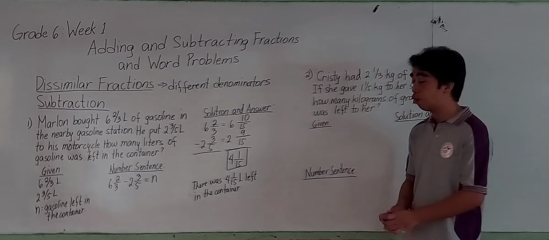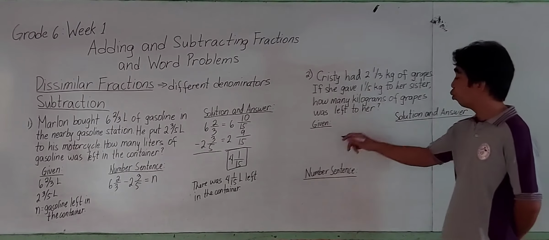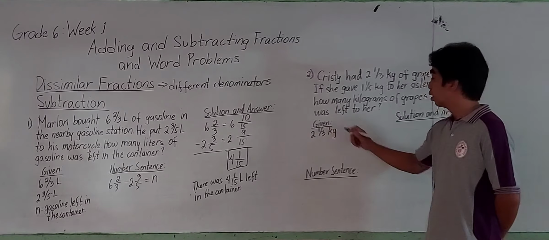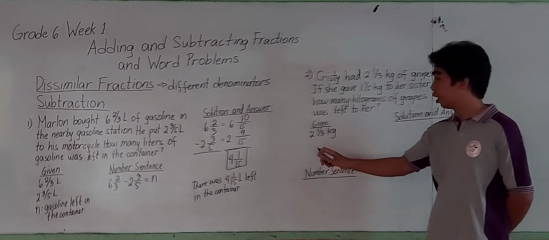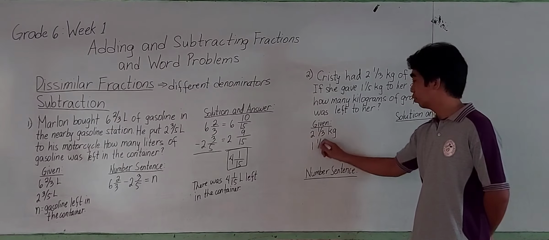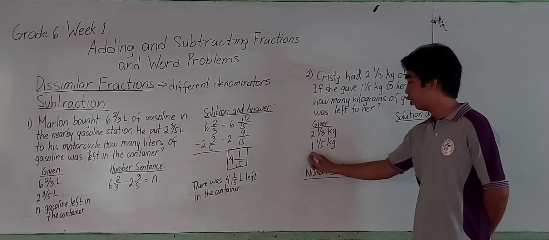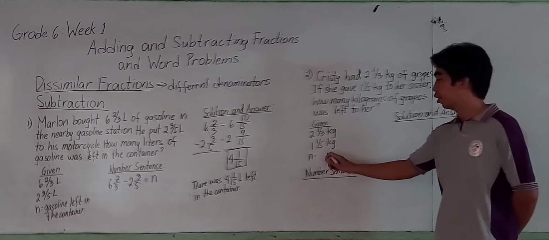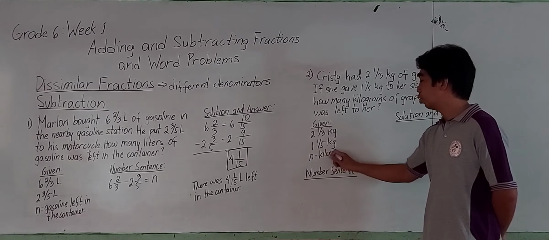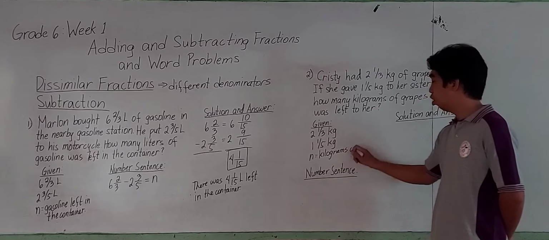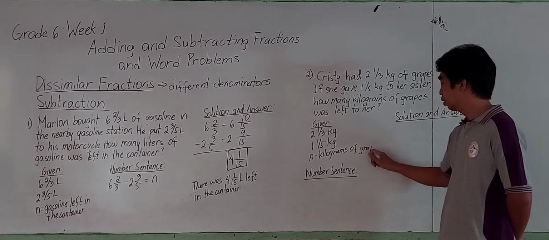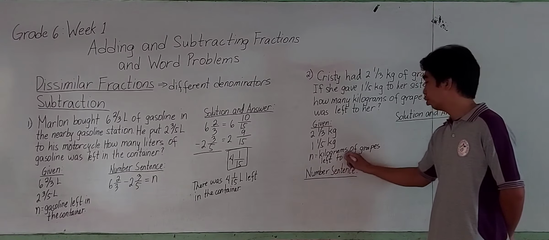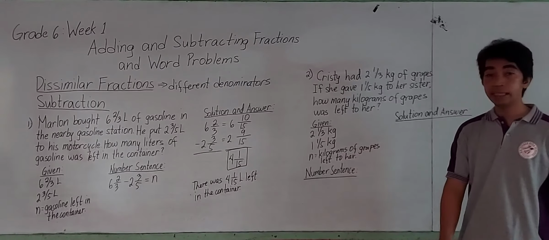Let us start again with our given. We have 2 1/3 kilograms, then we have 1 1/5 kilograms. And our missing information is the kilograms of grapes left to her.